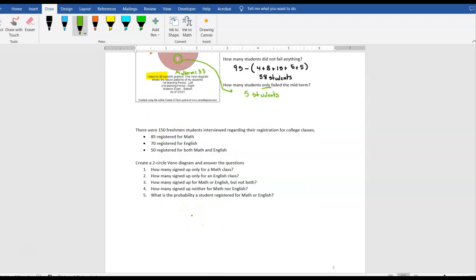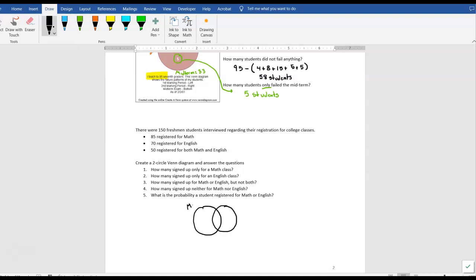So now let's look at a 2-circle Venn diagram example. There are 150 freshman students interviewed regarding their registration for college classes. We have 85 that are registered for math and 70 that are registered for English and 50 registered for both. So it's telling us we need a 2-circle Venn diagram. So I'm going to do my best to draw 2 circles here.